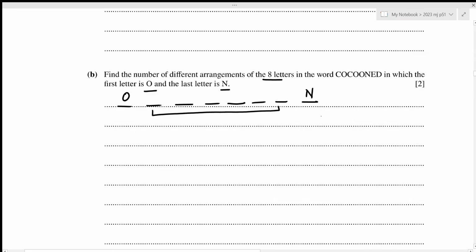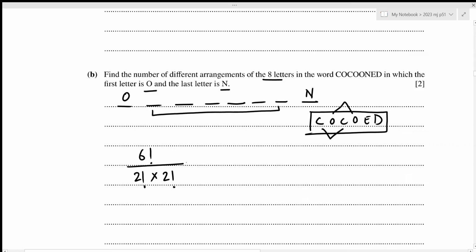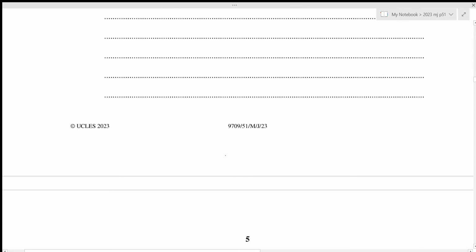So the remaining 6 letters are C, O, C, O, E, D. So we have 2 repetitions for C, 2 repetitions for O, right? So we only consider these letters. That will be 6 factorial divided by repetition of C and repetition of O. This results in 180. That's all for the second part.